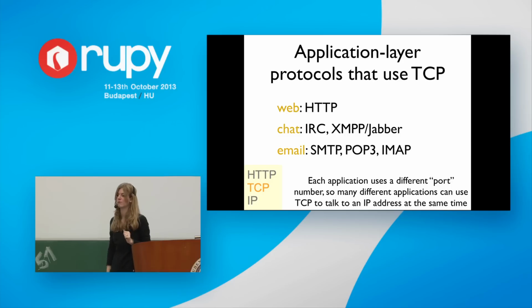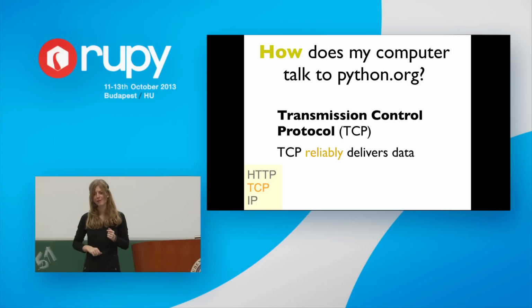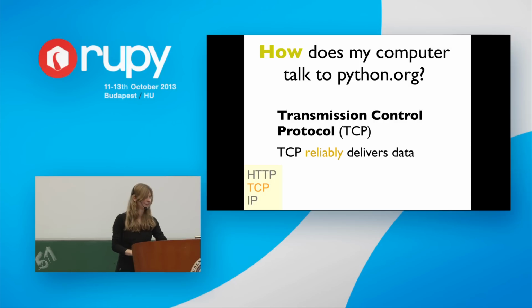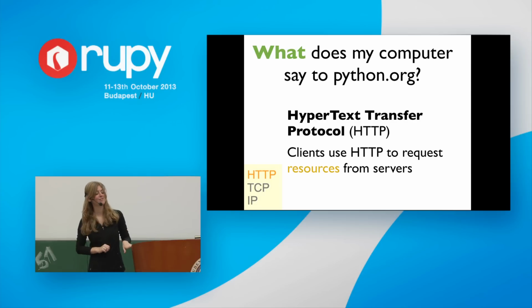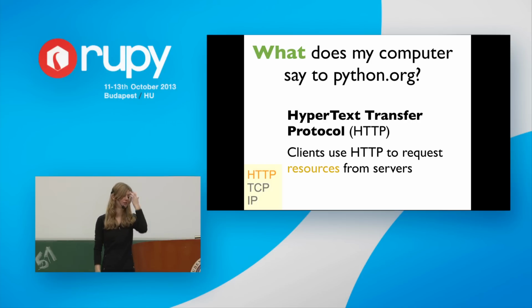OK, so how does my computer talk to Python.org? It talks reliably using TCP. So that brings us to question number 4. What does my computer say to Python.org? So once we've established that reliable connection, what is the actual communication? And this one is probably familiar to all of us.